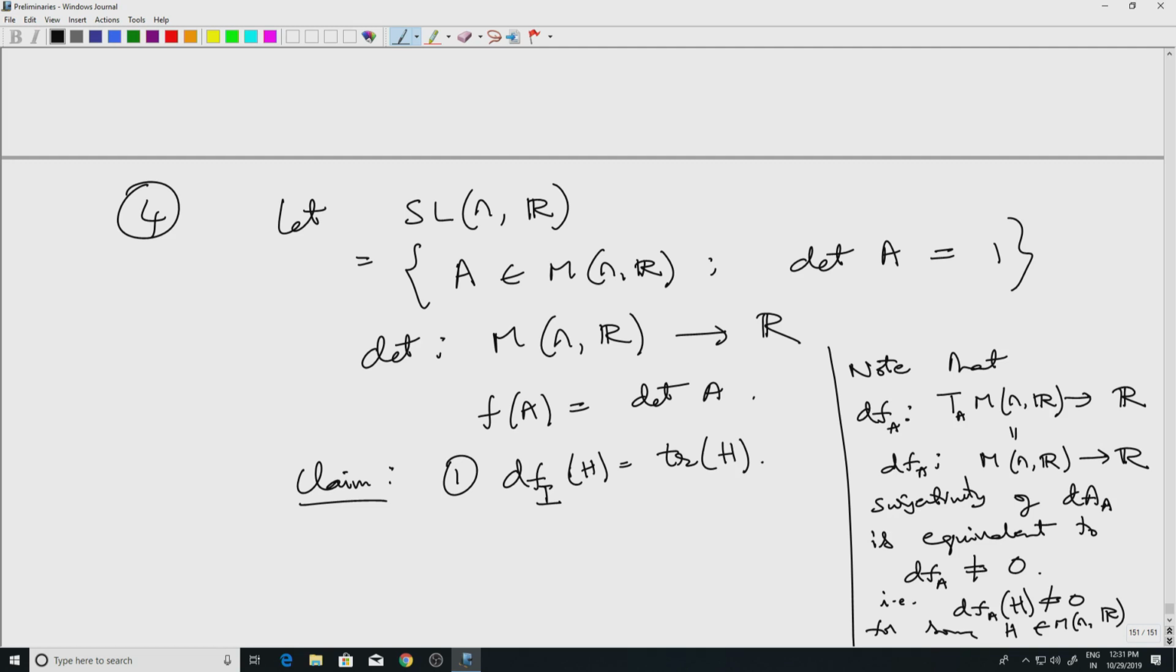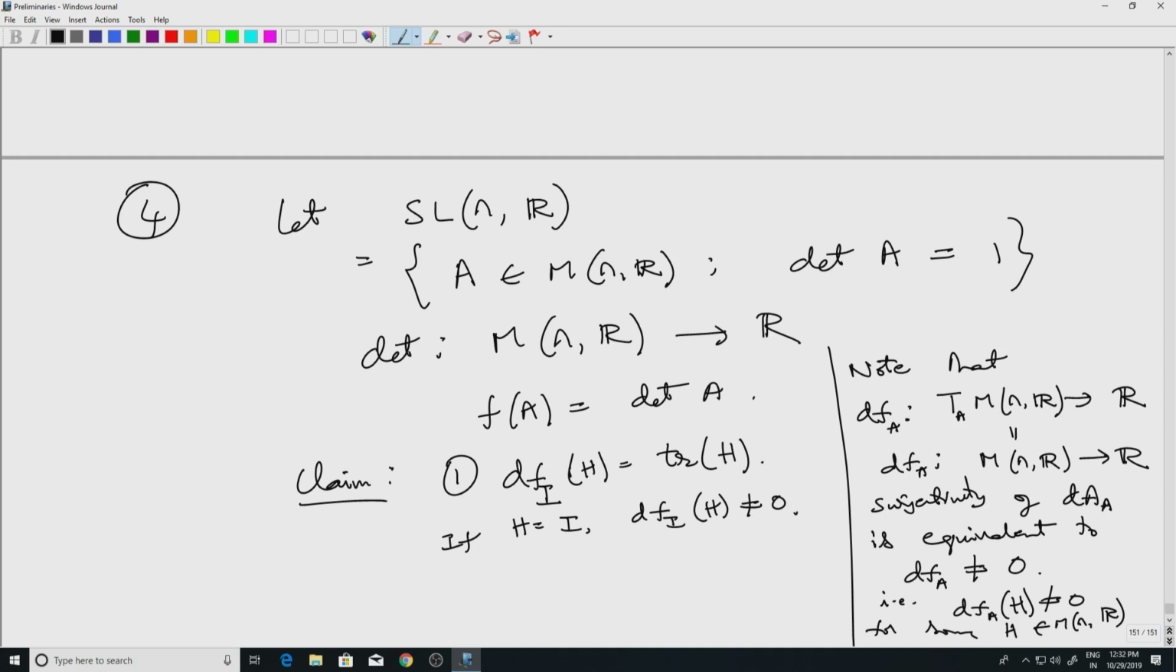Now, in order to show that the derivative at the identity has full rank, it amounts to saying that I can find a single H for which this is not 0. There are lots of choices: you just have to find some matrix whose trace is not 0 and you'll be done. For example, you can take H to be the identity itself. With H equal to I, df_I of H is not 0. Therefore, the derivative at the identity has full rank.